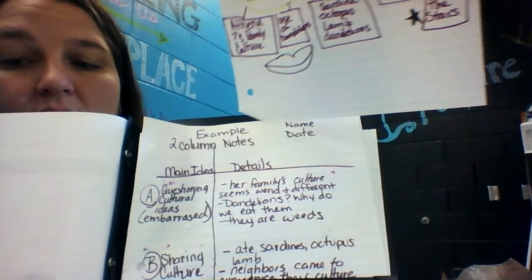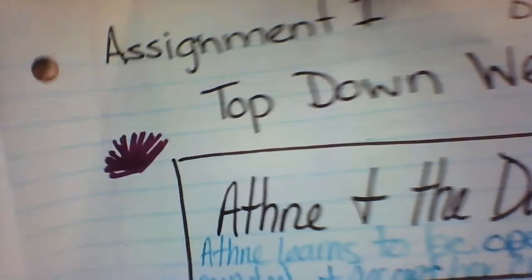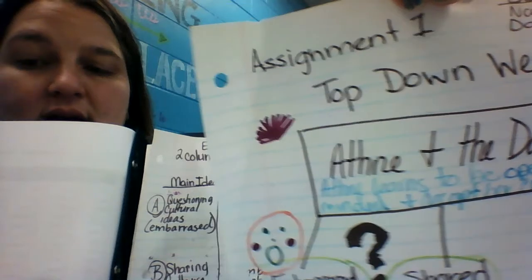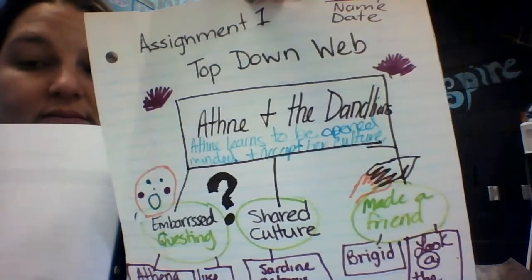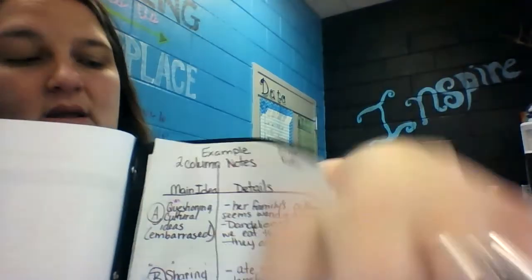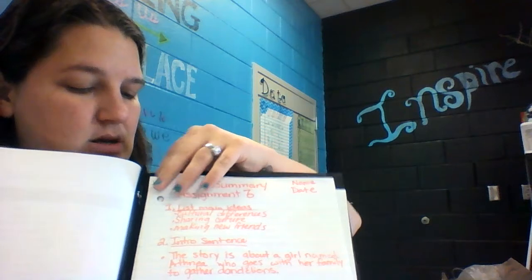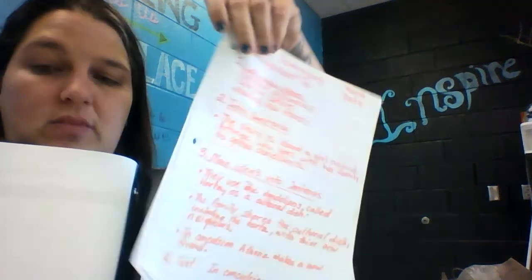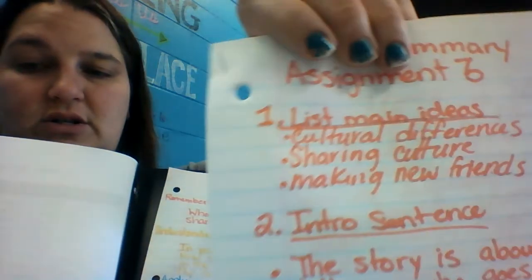Assignment 1, a top-down web. Assignment 2, the 2-column notes. The 2-column notes are just basically copying over your top-down web onto 2. And then assignment 3, which is your summary.